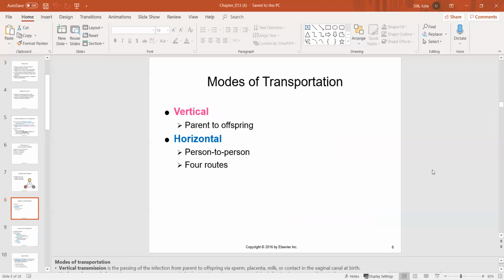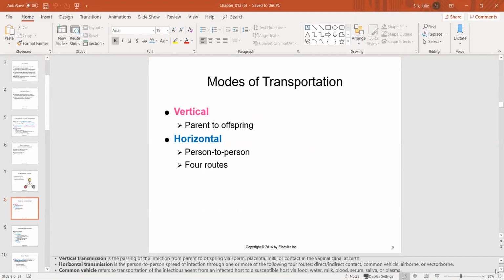All right, here are our modes of transmission, as we think about how someone gets sick from different things. There's vertical transmission. This is passing the infection from parent to offspring, either through sperm, placenta, milk, or contact in the vaginal canal at birth. So that's vertical.